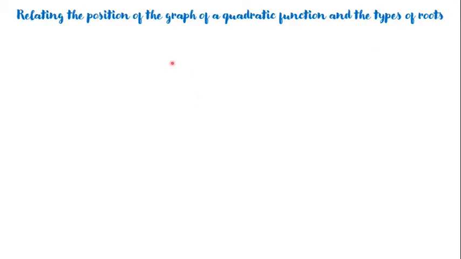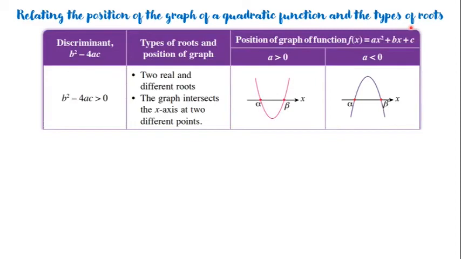Relating the position of the graph of a quadratic function and the types of root. You have learned types of root in subtopic 2.2 by Miss Hatiin. The discriminant is b squared minus 4ac. Types of root and the position of the graph, whether it is a smiling graph or a frowning graph.